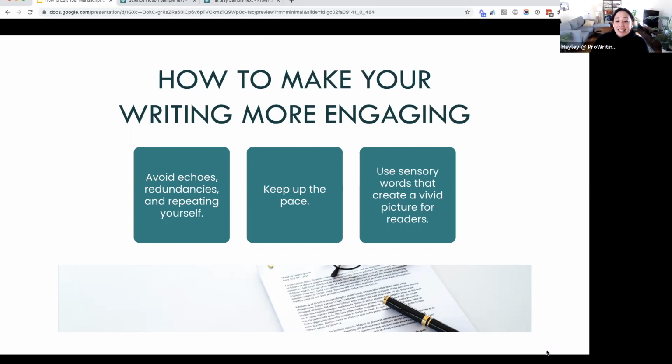The second is to keep up the pace, okay? In fantasy writing, you may have some sections that are slower paced, but we also want to keep up the pace so that we are moving through different events and that we're not just too bogged down in description. And then we also need to use sensory words that create a vivid picture for readers. This is specifically important for fantasy writing.